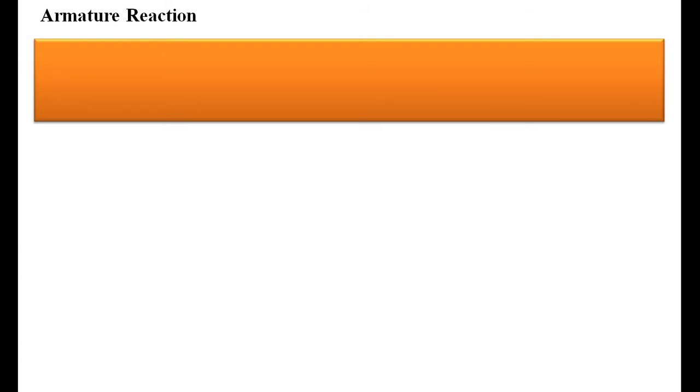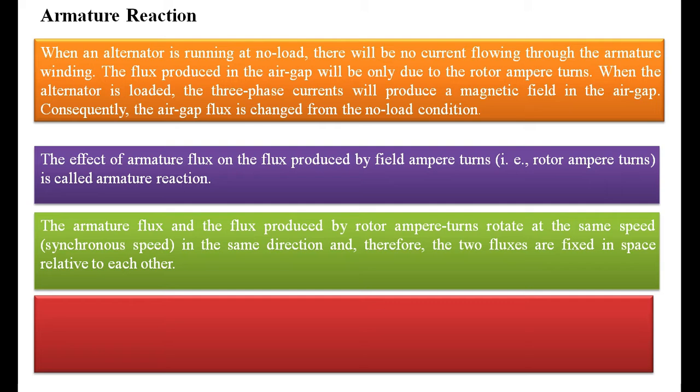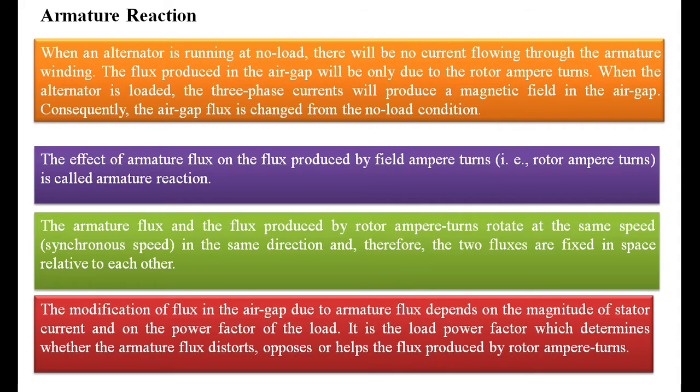In the resistive load, we have seen that there is a cross magnetizing effect. Then what is the effect if we are connecting a lagging load or a leading load? That we'll see. Once again, that is the modification of the flux in the air gap because of the armature flux.